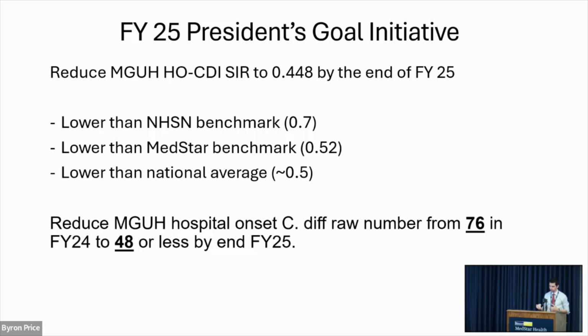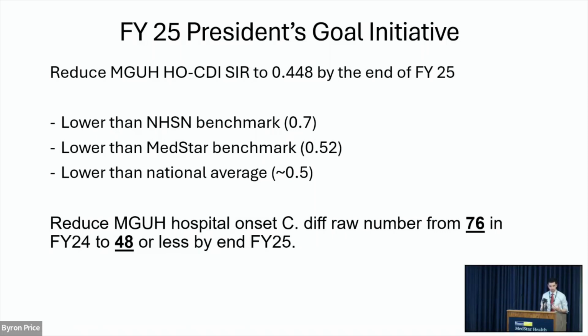down to 0.448. And that's better than the benchmark that came out previously by NHSN. It's lower than the MedStar benchmark this year, which is 0.52. It's lower than the national average from 2022, which was around 0.5, but probably a bit lower now. This is our minimum goal. We'd love to get lower than this. And so we don't want to get to 0.448 and then stop and say we're good. We'd love to get even lower, 0.3, like we've had in some really great quarters, or lower than that.